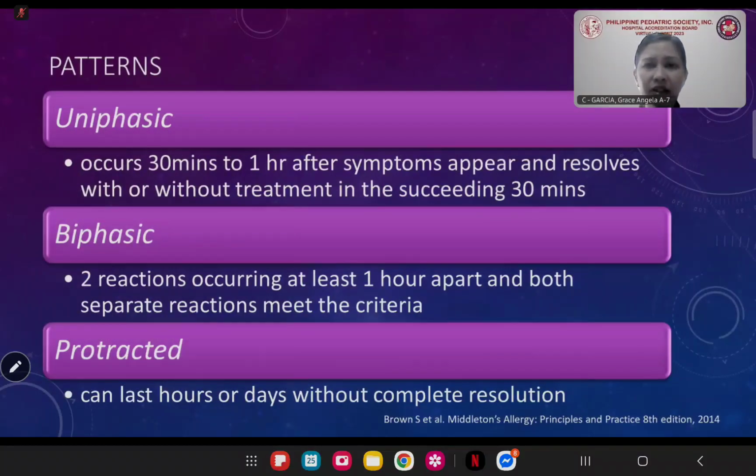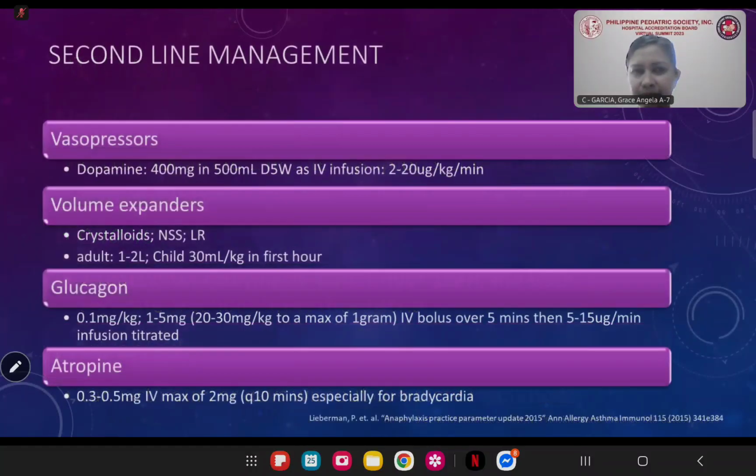There are 3 patterns of anaphylaxis. Uniphasic occurs 30 minutes to 1 hour after the symptoms appear and resolves with or without treatment in the succeeding 30 minutes. For biphasic, there are 2 reactions occurring at least 1 hour apart, and both separate reactions meet the criteria. Protracted anaphylaxis can last hours or days without complete resolution, but I'm lucky that I did not have any of these patients.